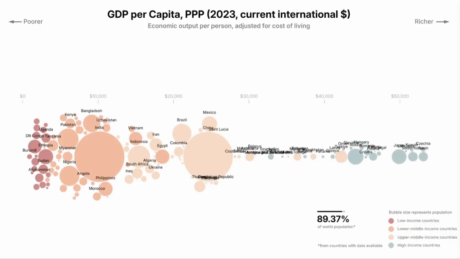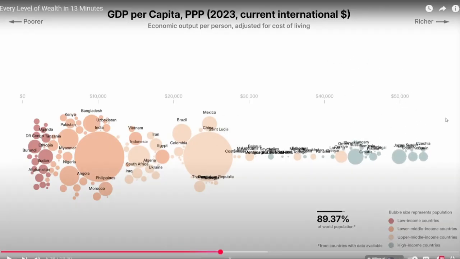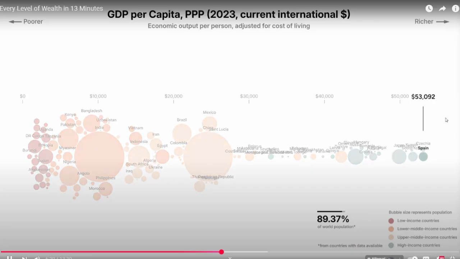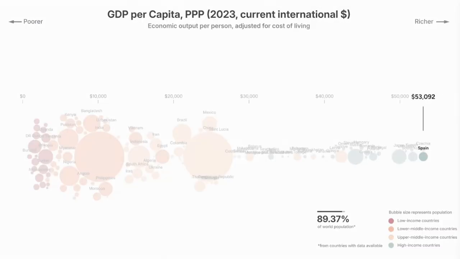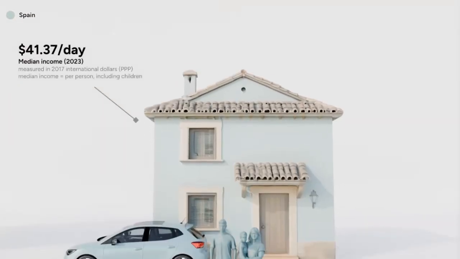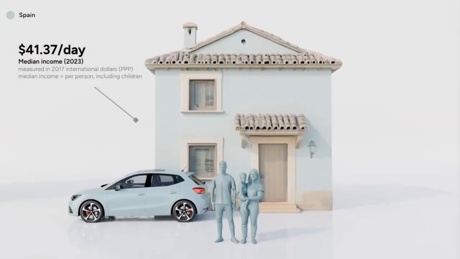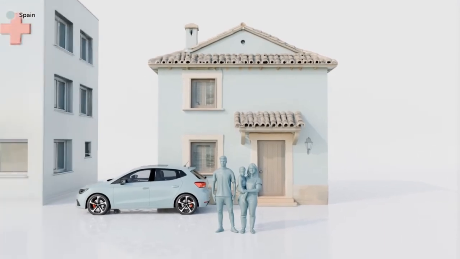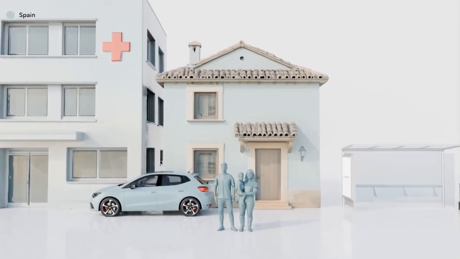We're now at 90% of the world's population. No African country in this tier. This is sad, bro. And I'm gonna pick Spain. The median income is $41 per day. In countries like Spain, most people live in good quality housing. They have access to decent healthcare, social security, and public facilities.